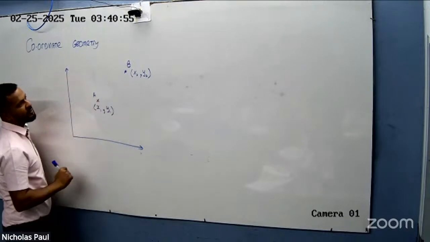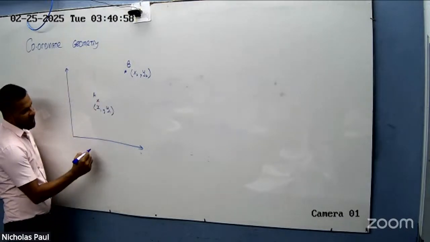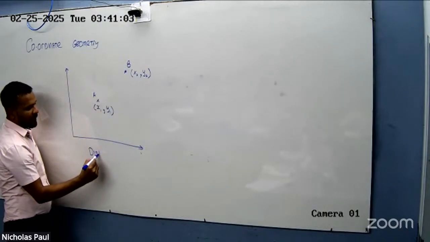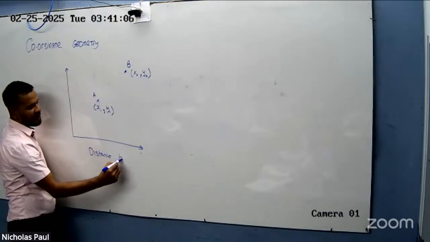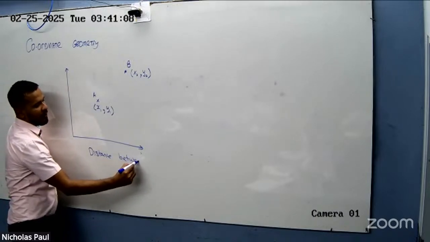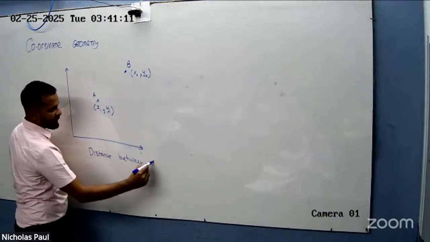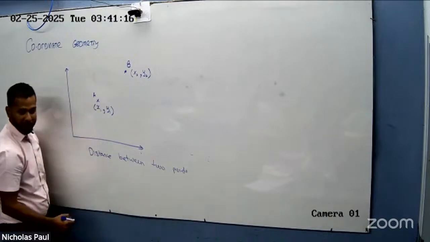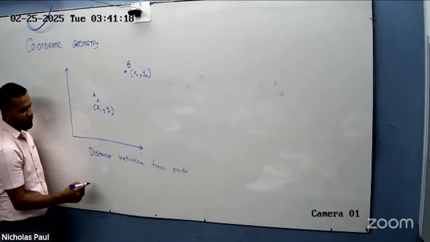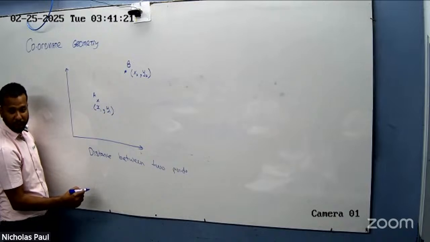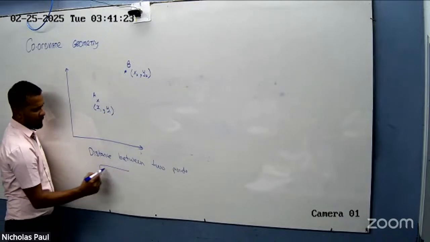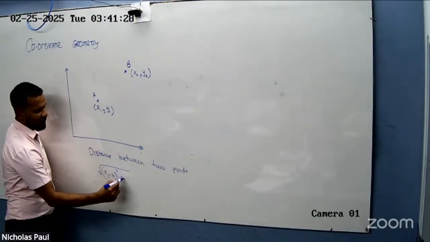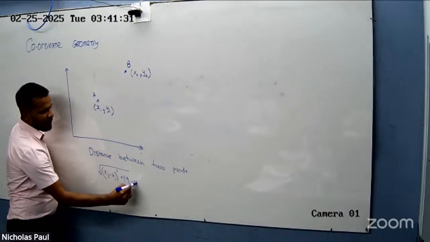So if I give it 2 points, right? The first thing that we can do is we can find the distance between the 2 points. Anybody remember the formula? You do it in Form 1 or something. Distance between 2 points is what? It's the square root of x2 minus x1 squared plus y2 minus y1 squared.